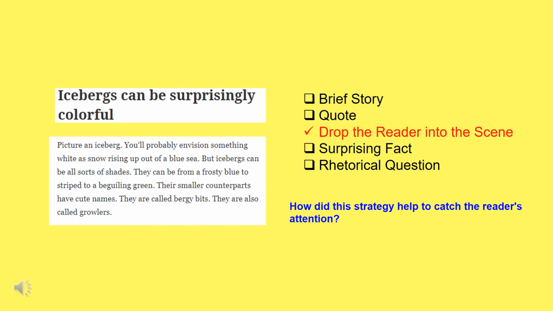Icebergs can be surprisingly colorful. Picture an iceberg. You'll probably envision something white as snow, rising out of a blue sea. But icebergs can be all sorts of shades. They can be from a frosty blue to striped to a beguiling green. Their smaller counterparts have cute names. They're called bergy bits. They're also called growlers. Do you see how this strategy helped to catch the reader's attention?